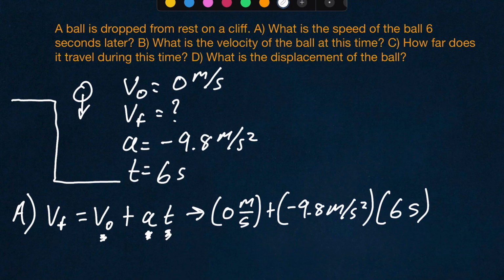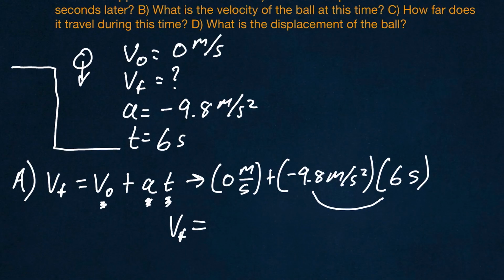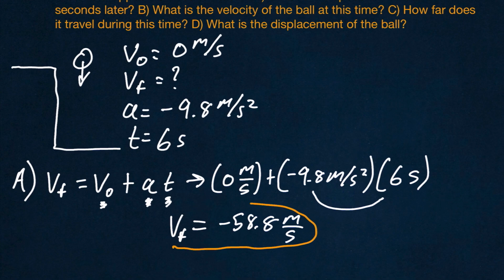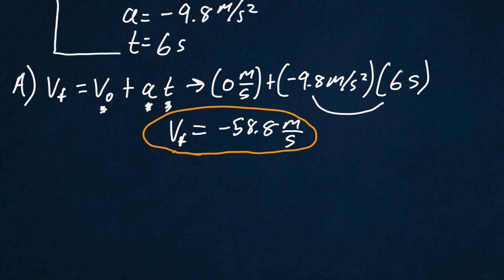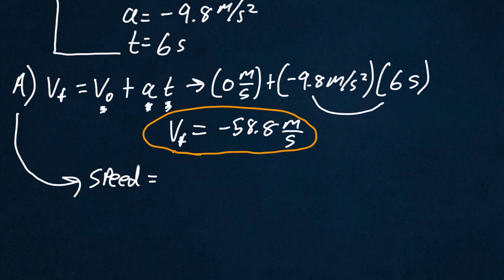So it's a simple matter of multiplying negative 9.8 times 6, which if we plug that into our calculator, we get negative 58.8 meters per second. And so this is actually the answer to part B of this problem, because part B asks for the velocity. The speed of the ball, if you recall, speed has no positive or negative sign because speed only tells us how fast the object is moving without any directional component. So the speed is a positive 58.8 meters per second.